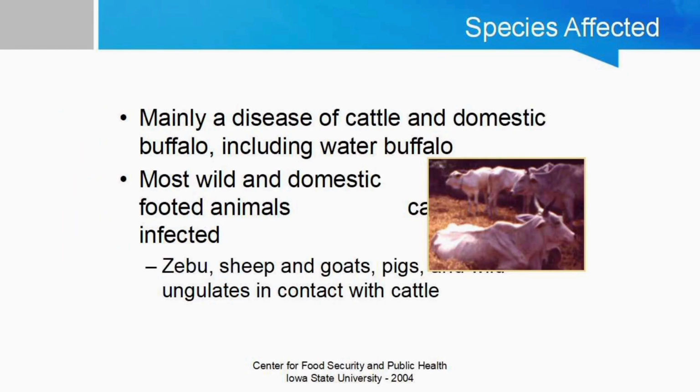Rinderpest is a serious disease mainly of cattle and domestic buffalo, including water buffalo. Most wild and domestic cloven-footed animals can become infected, including zebu, sheep and goats, pigs, and wild ungulates, including African buffalo, eland, antelopes, giraffes, and hippopotamuses. In Africa, 13 of the game animals are naturally infected with the rinderpest virus and 6 more species can be infected experimentally.